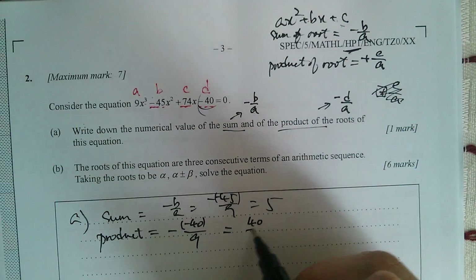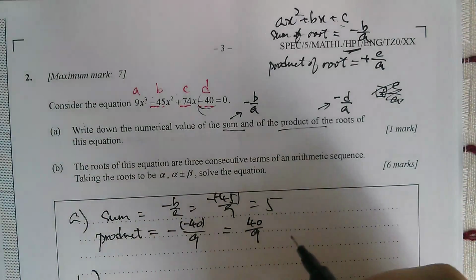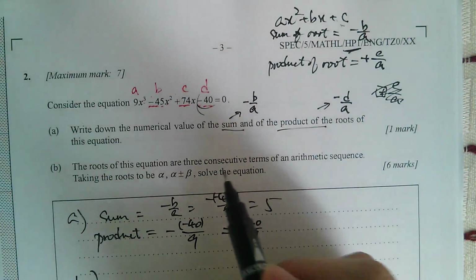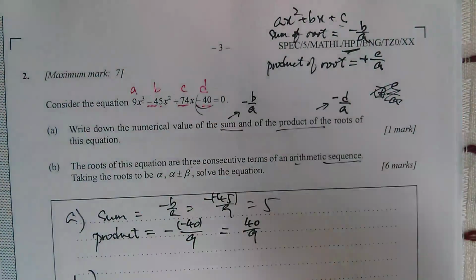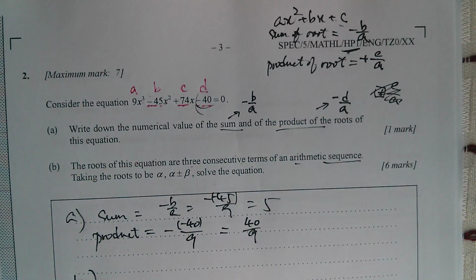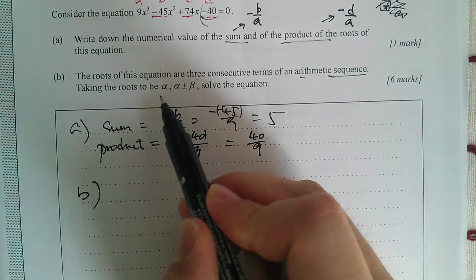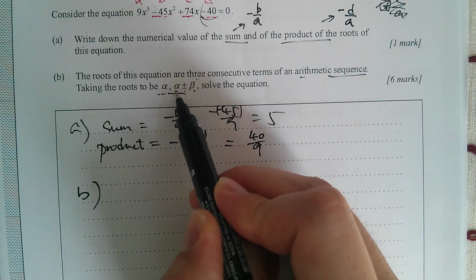Okay, so it's 40 over 9. Okay, so B. They're telling you that the roots are 3 consecutive terms of an arithmetic sequence. So what do they mean? That means they differ by the same amount, the common difference. And they give you a huge hint. Just take the roots to be alpha minus beta and alpha plus beta.